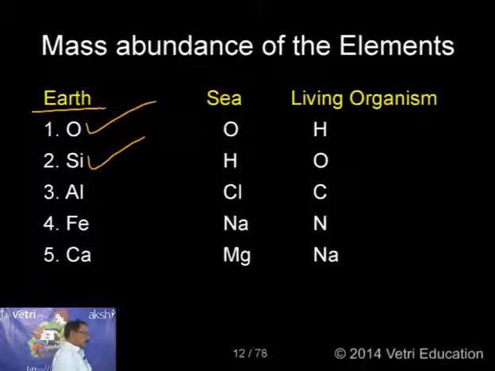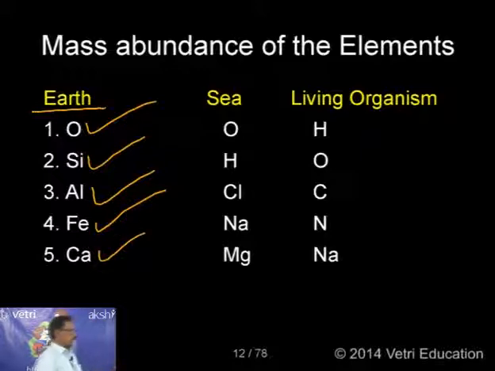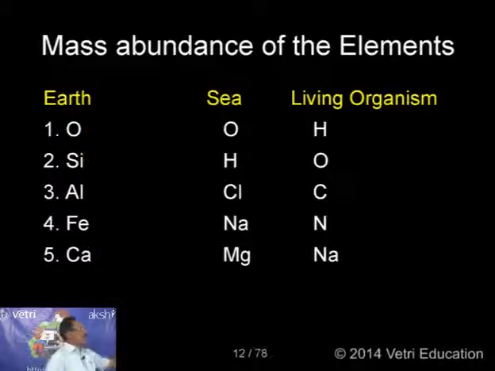dioxide. And kindly follow, the most abundant metal in the earth is aluminium. It is not iron, it is aluminium. Next, iron takes the priority. And finally calcium. I have given a few. So number one oxygen, number two silicon, and the most abundant metal in the earth is aluminium, next comes iron, next comes calcium. This is regarding the Earth.